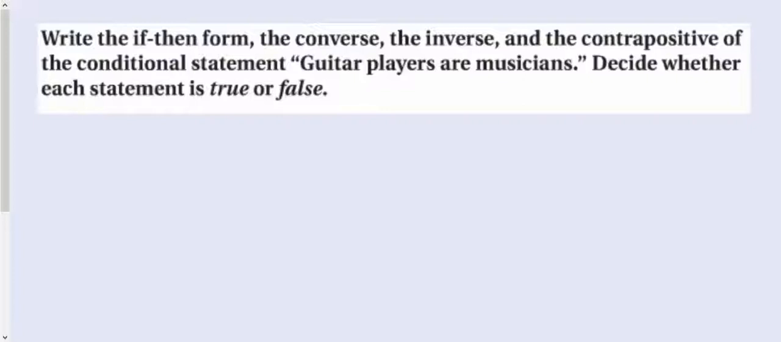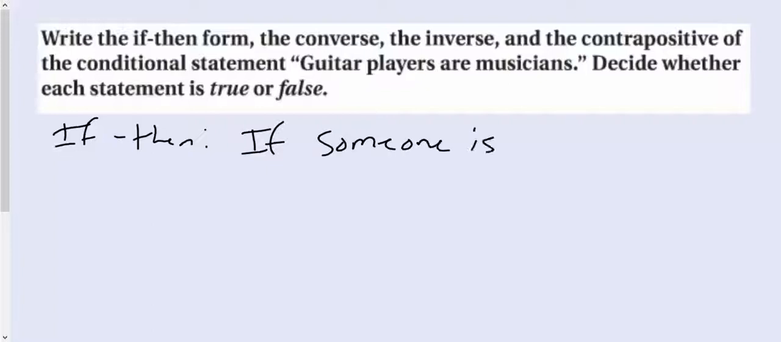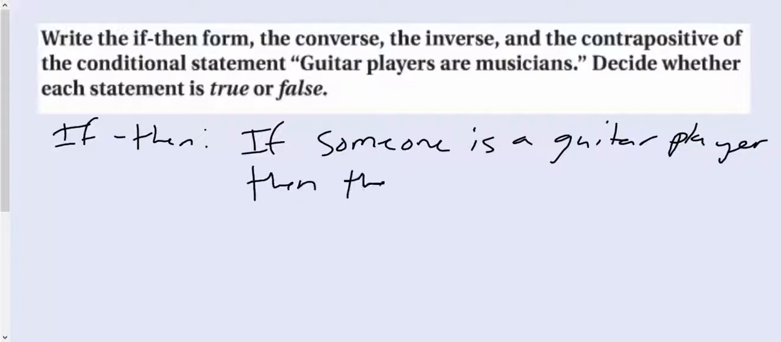Write the if-then form, the converse, the inverse, and the contrapositive of the conditional statement. Guitar players are musicians. Decide whether each statement is true or false. Okay, we might have to add some words here. So I'm going to start with my if-then. If someone is a guitar player, then they are a musician. And that is a true statement.